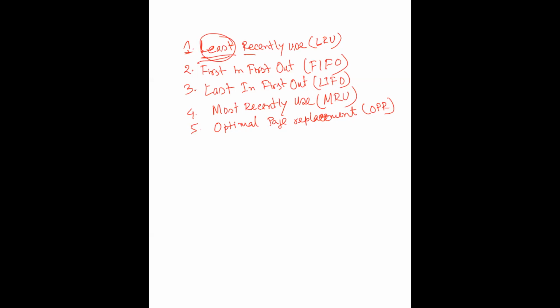So let's consider one example. It will be more clear, I think. Let's consider the following page references by the CPU for a particular arbitrary process. The CPU first requests page 3, then 4, then 5, then 1.